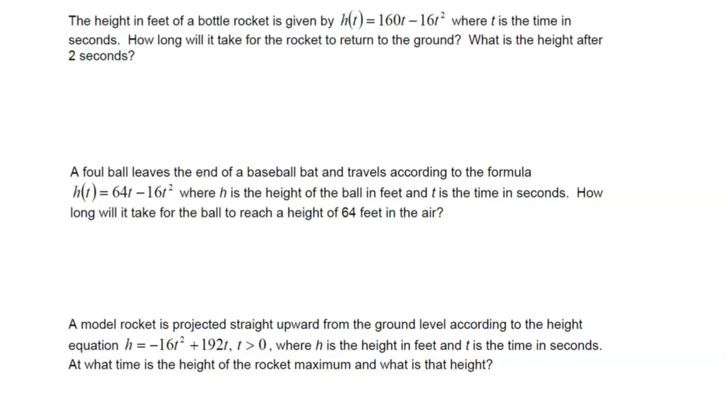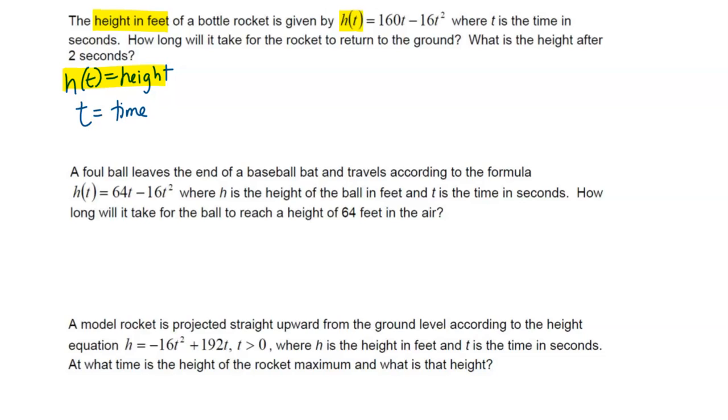So I want you to go ahead and write, what does h of t stand for? What's h? It's the height. And what is t? Time. So we're going to be sure we know that first. Then I want you to take a highlighter, and I'm going to highlight height in yellow. And then I'm going to go through the problem, and I'm going to highlight everywhere they talk about height. So it says the height in feet of the bottle rocket is given by, and I'm just going to highlight h of t. I'm not going to highlight the rest of the equation.